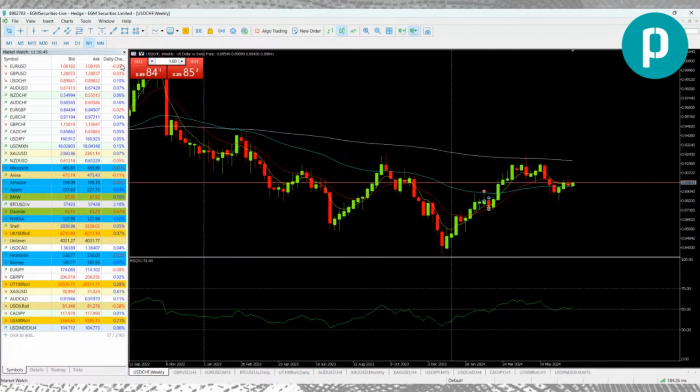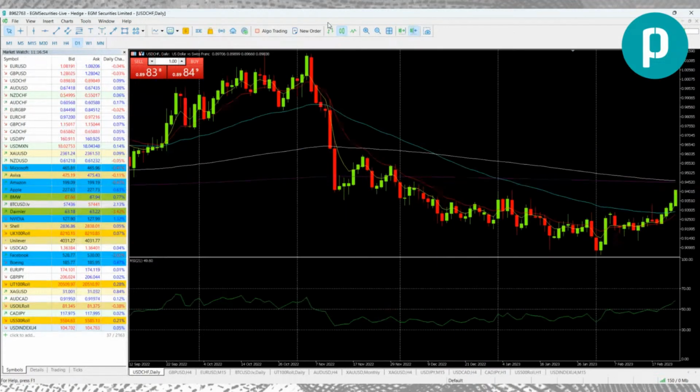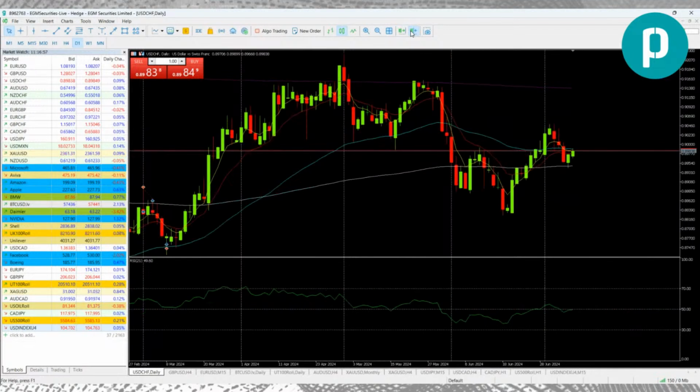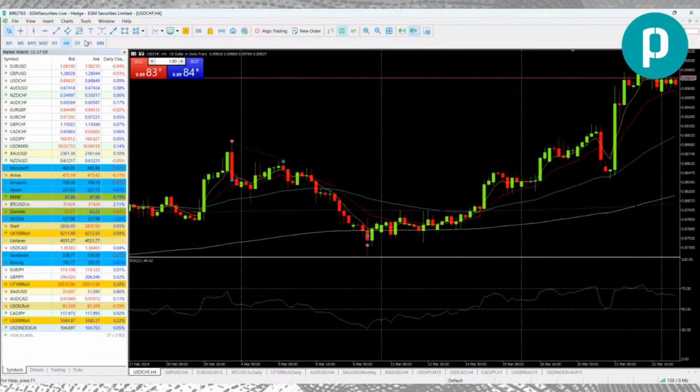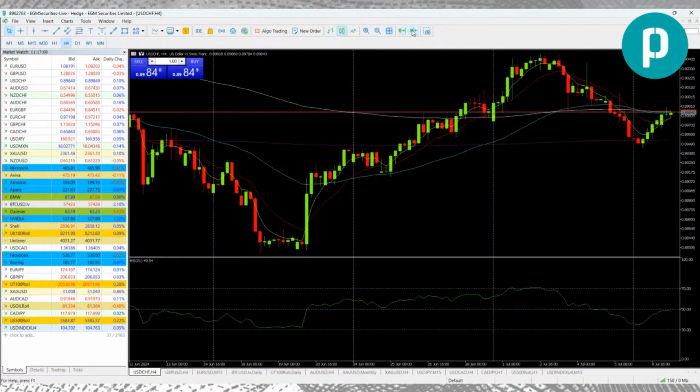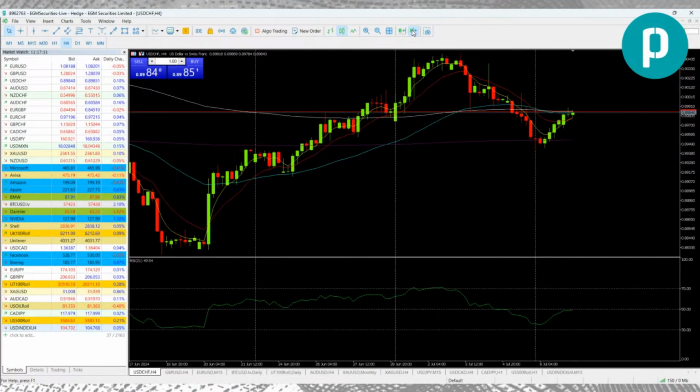We can see USD CHF is looking at a bullish push on weekly. What about the daily? The daily seems to be also a bullish push. Let's go to H4. Remember, we go through time frames to have a clear understanding of what's happening. On H4, we have some kind of resistance on the moving average, that's the 200 and the 50 EMA. Is that enough? I don't think so.